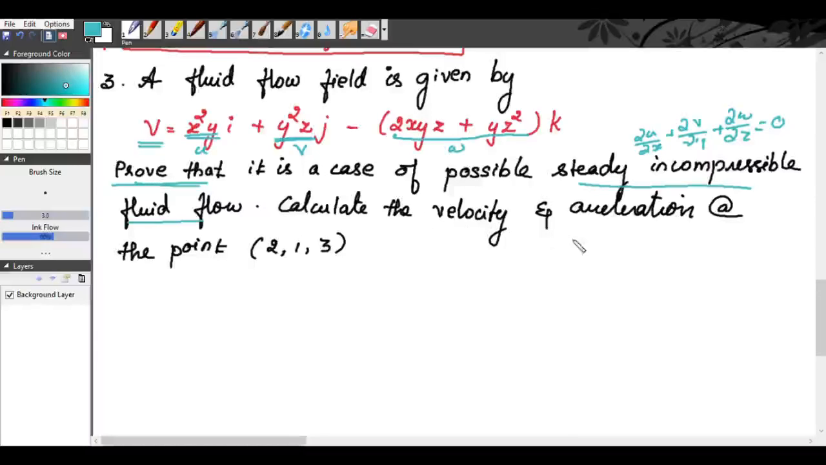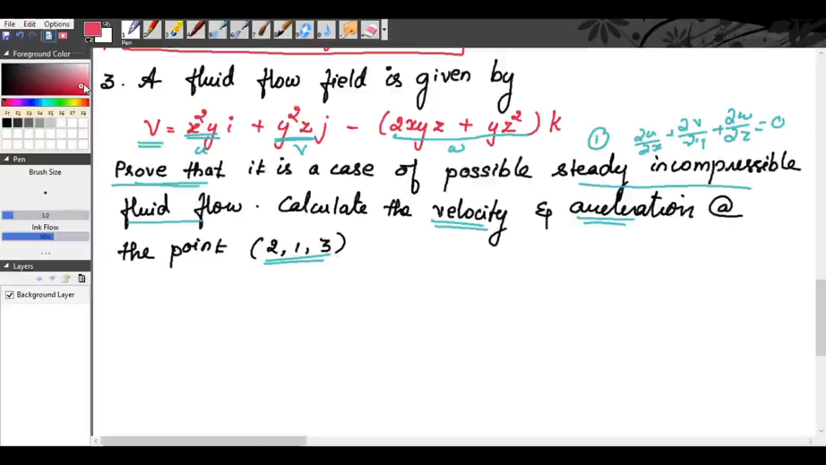Now calculate the velocity and acceleration at the point 2, 1, 3. So we need to find three things. First, we need to prove it satisfies the continuity equation so that it can be a case of possible steady incompressible fluid flow. Second, we need to calculate the velocity at the point 2, 1, 3, and third, we need to find the accelerations at the point 2, 1, 3. Okay, now we will move on to our problem.